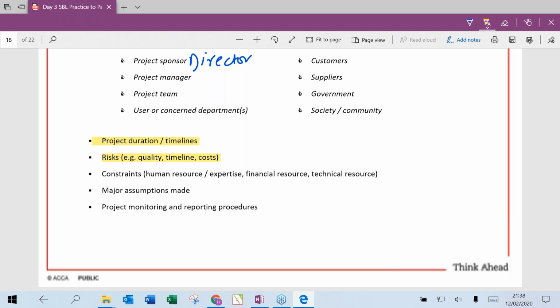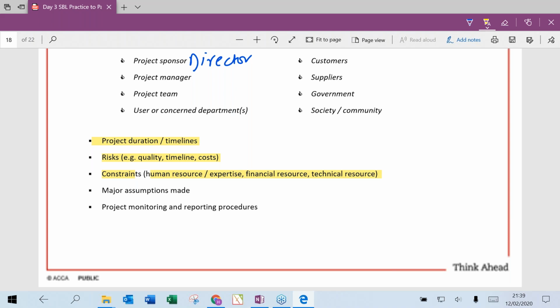So these are the three most common risks involved in a project. Then we talk about constraints, and in constraints we talk about human resource, financial resource, IT. Okay, and then any major assumptions. So you see, in a project we make financial projections as well. We do NPVs and IRRs. You see the cost benefit.